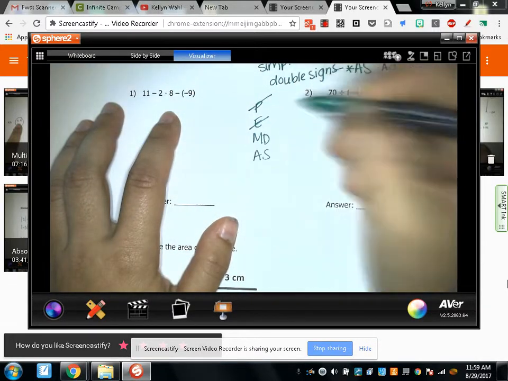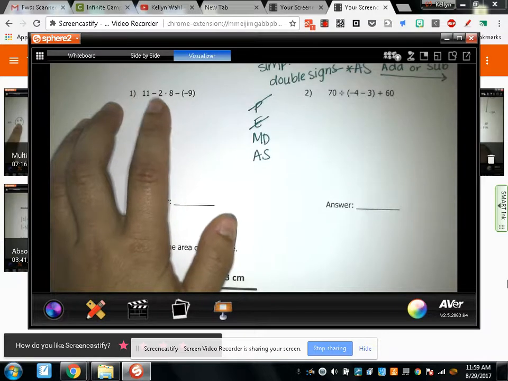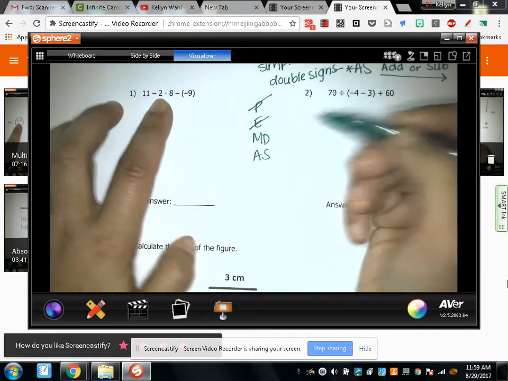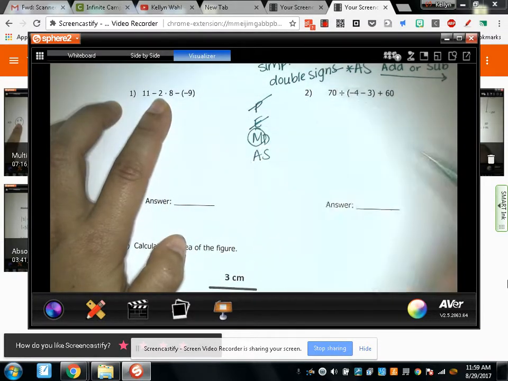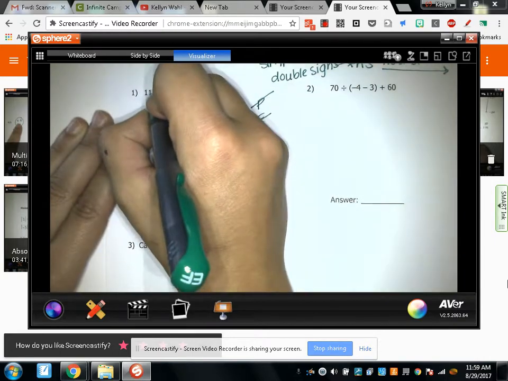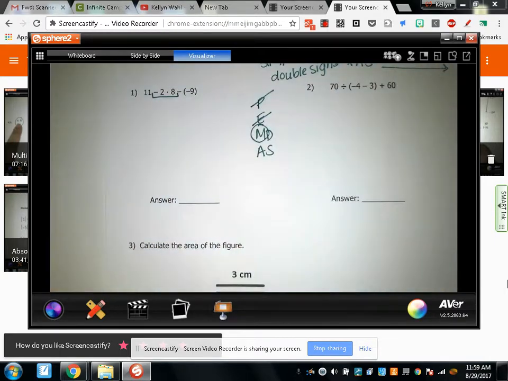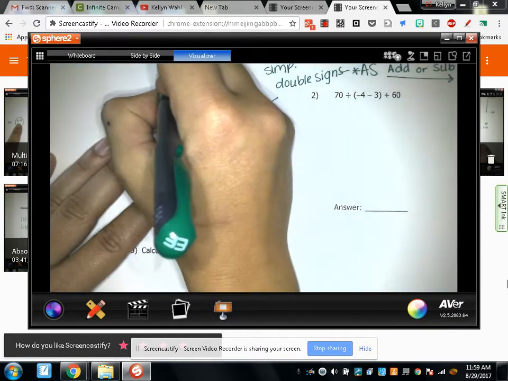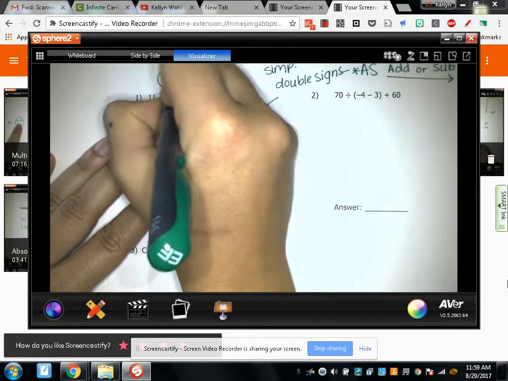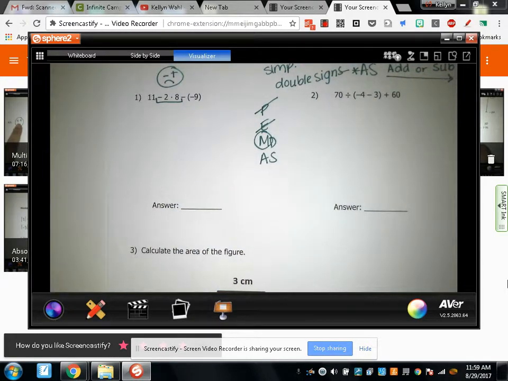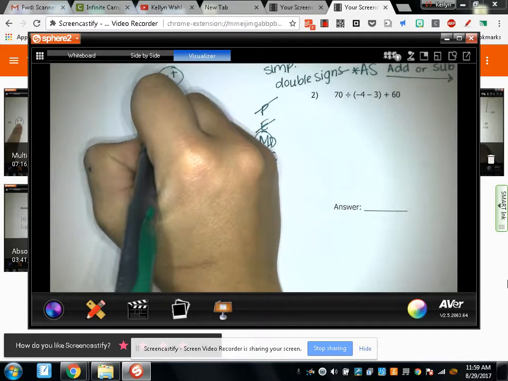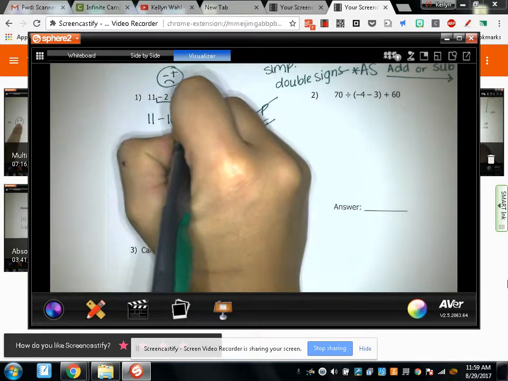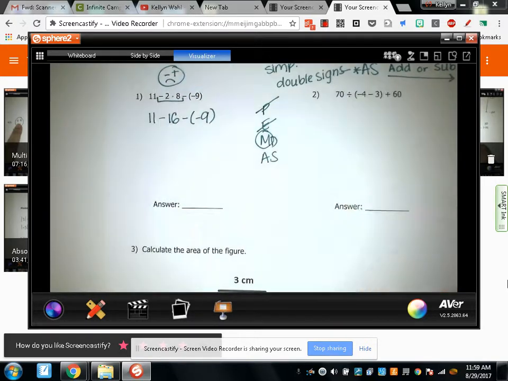There's no exponents, but I do see the multiplication, and there's no division, so I'm going to work on the multiplication first. This is really -2 times 8. Now, -2 times +8 is a -16. So when I rewrite this, I have 11 minus 16 minus -9.